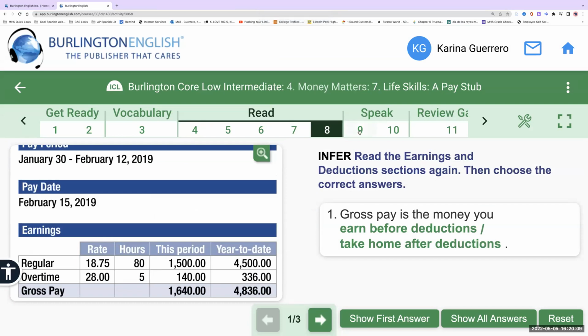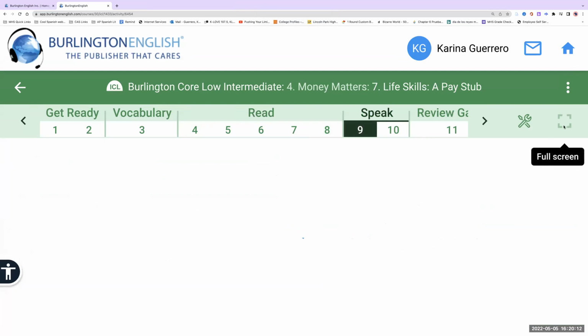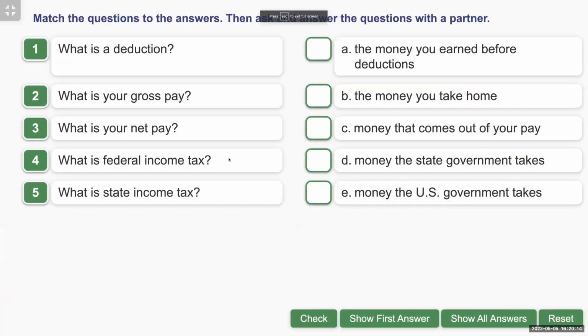Once you're ready, we're going to go to number 9, and in 9 we are having a conversation. All of these questions, I want you to practice with me. Please practice them. 1, what is a deduction? 2, what is your gross pay? 3, what is your net pay? 4, what is federal income tax? And 5, what is state income tax?